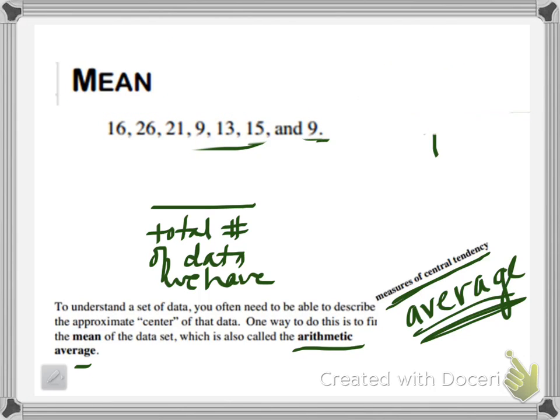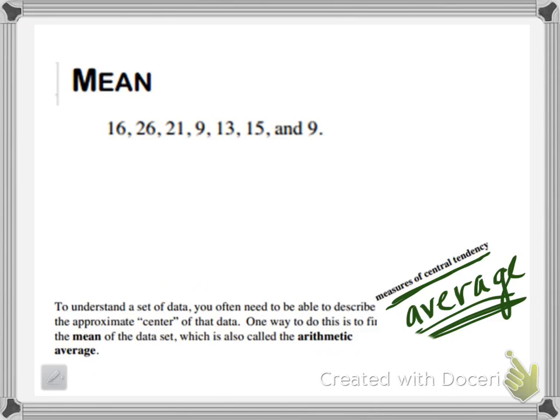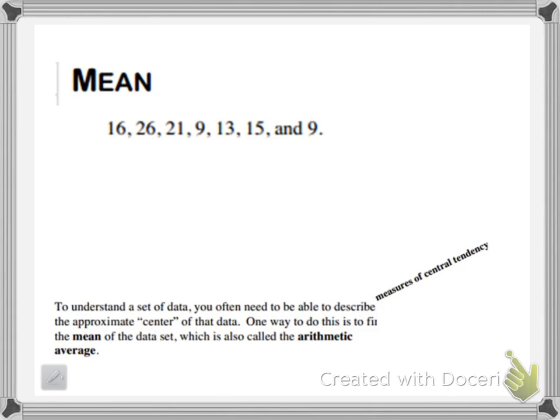Let's just erase this so we can do this first example here. So, mean, arithmetic average. Let's find the average. We're going to do 16 plus 26 plus 21 plus 9, plus 13, plus 15, plus 9. And that's not all we're going to do. We're not just going to add this up, because that would just be giving us a sum. But we need the mean.